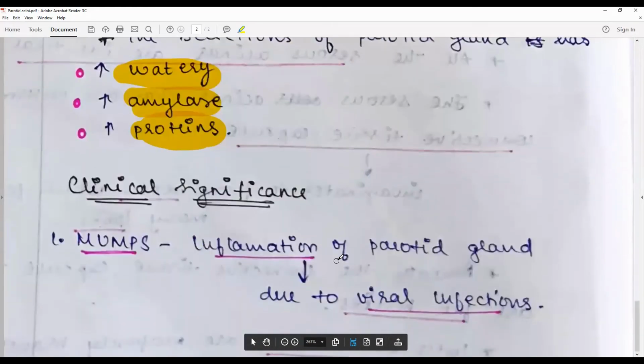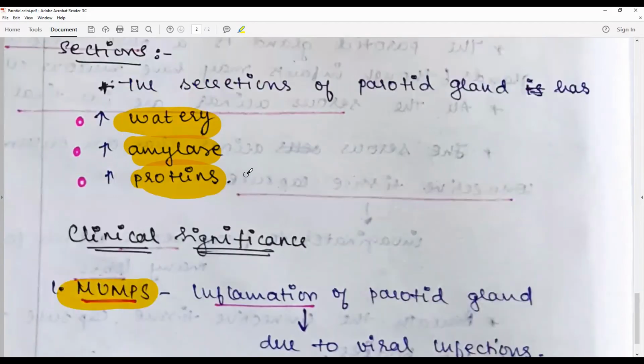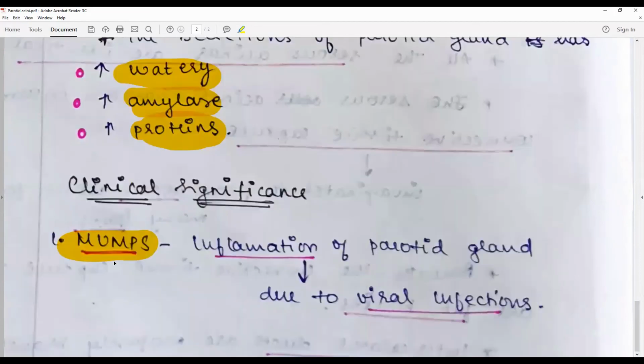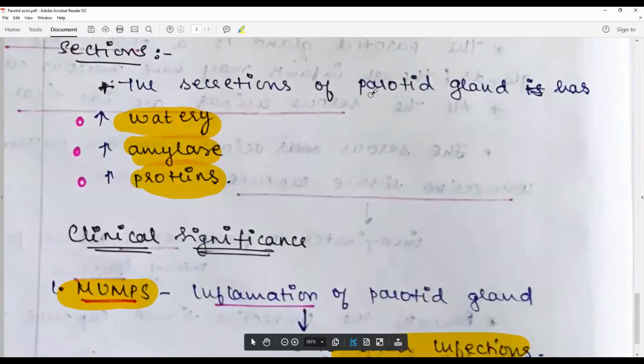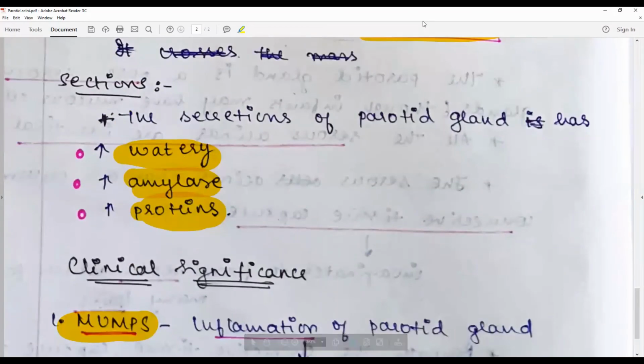Clinical significance: most importantly, inflammation by viral infections could cause mumps. Because it is watery in nature, it has less capacity to form sialolithiasis. Because it is serous in nature, the parotid gland usually does not have sialolithiasis. Inflammation of the parotid gland and duct is mumps, mediated by viral infection, and Coxsackie virus. With that, we come to the end of the discussion on this question.